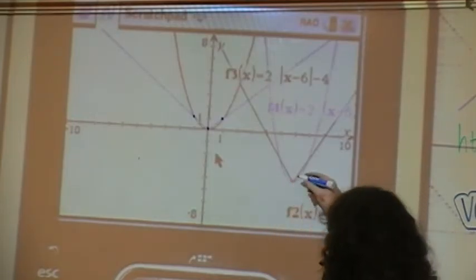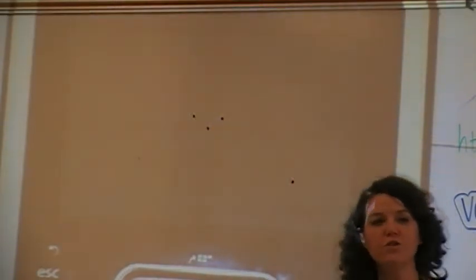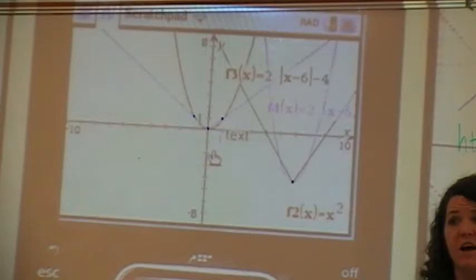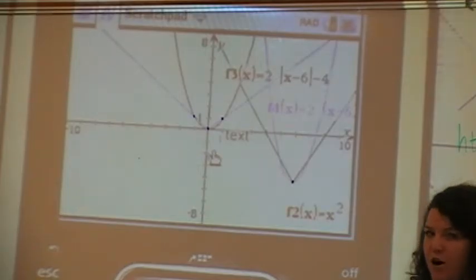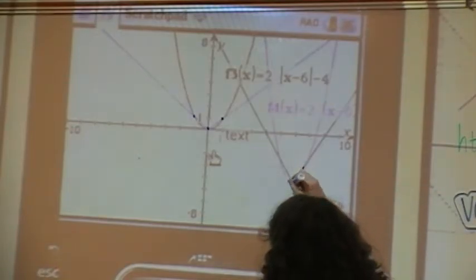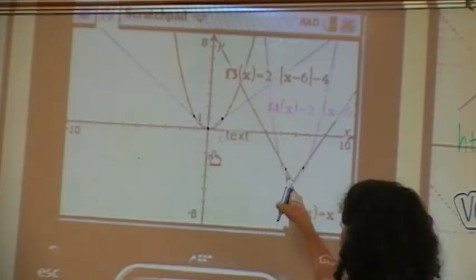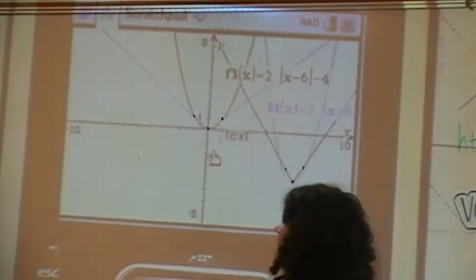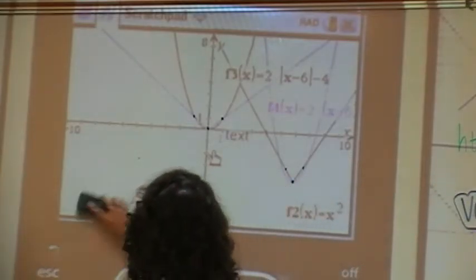This one, I draw my vertex, and in order to get my next dot, I would have to go over 1 because the horizontal didn't change. But the vertical value was multiplied by 2. So I go over 1, up 2. So this would be over 1, up 2 before I hit the graph. Which is why it looks narrower, because it has to go up twice as much. So that's why it's a vertical stretch.